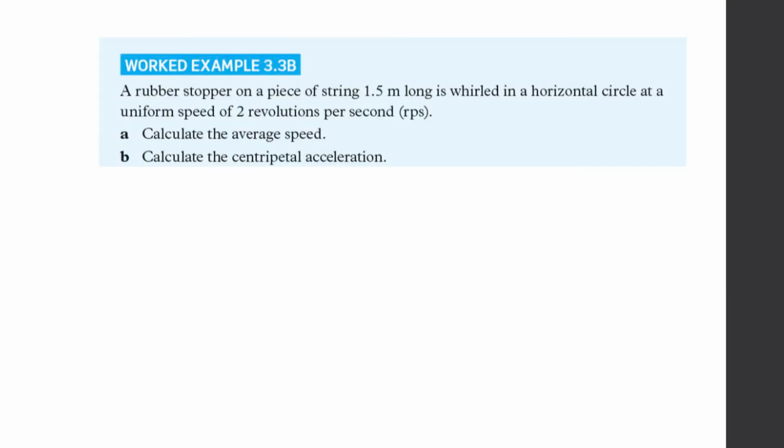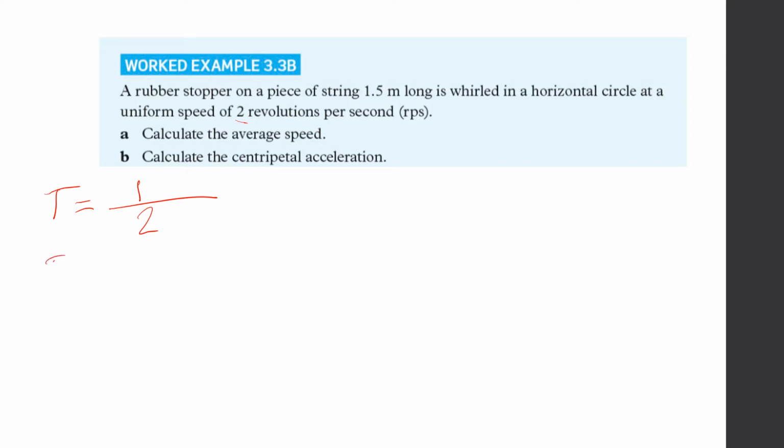So let's apply that to a worked example. A rubber stopper on a piece of string 1.5 meters long is whirled in a horizontal circle at a uniform speed of 2 revolutions per second. Calculate the average speed and calculate the centripetal acceleration. So the first thing we need to do is calculate the period. So if we remember, period equals time, which in this case we've got revs per second, so it would be 1 over the number of revolutions, which here is 2.